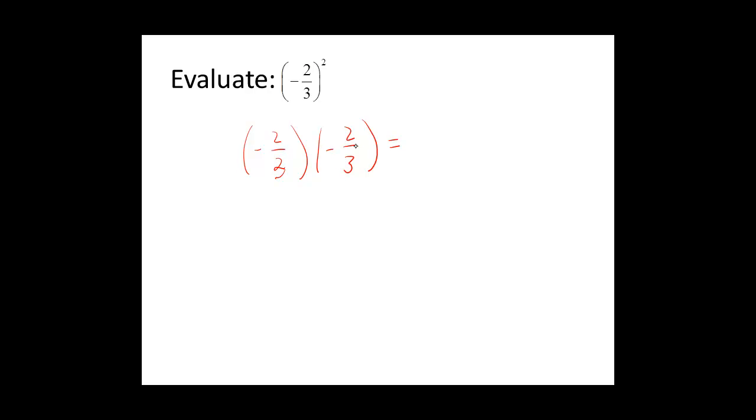Multiply our numerators together. 2 times 2 is 4. Denominators together. 3 times 3 is 9. A negative times a negative is a positive. So our answer is 4/9.